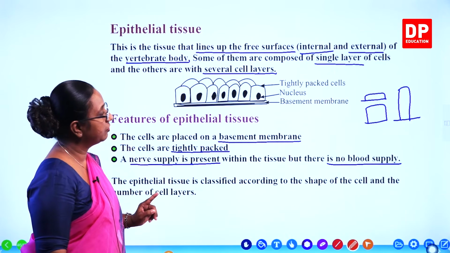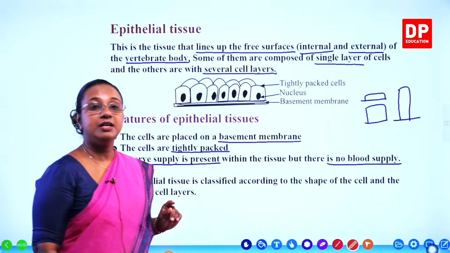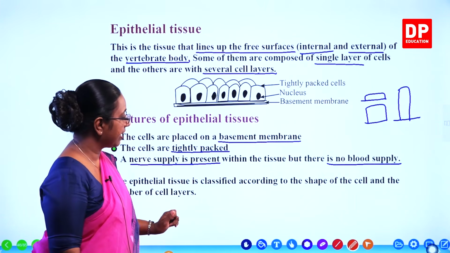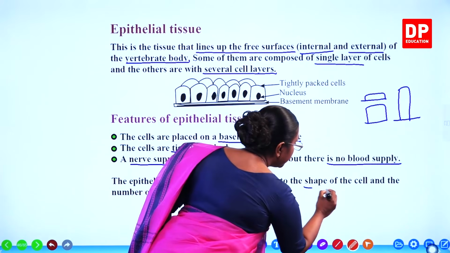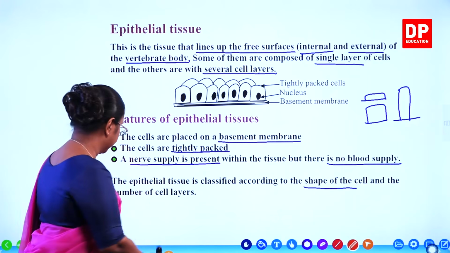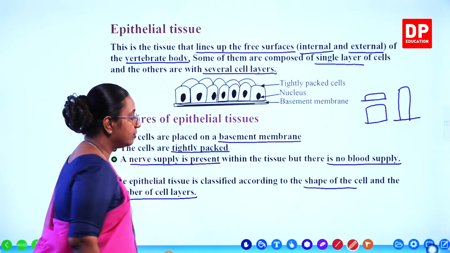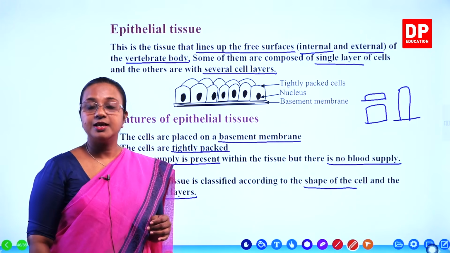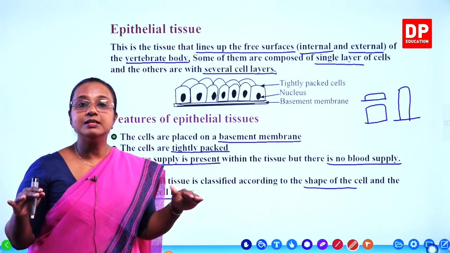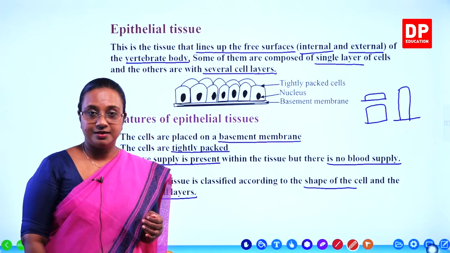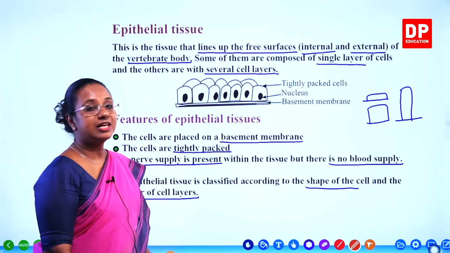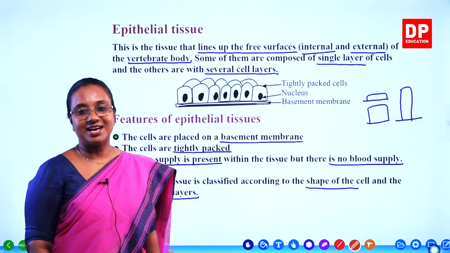And as I said before, the cells can be of different shapes. So the epithelial tissue is classified according to the shape of the cell and the number of cell layers. So those are the ways in which the epithelial tissue is classified, based on the shape as well as whether they are single layered or multi-layered. We will try to observe the features of epithelial tissue using permanent slides.